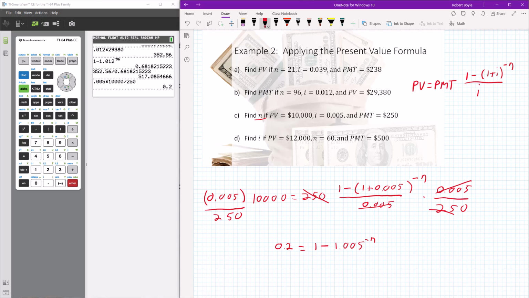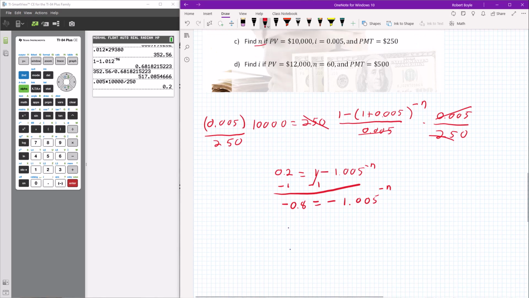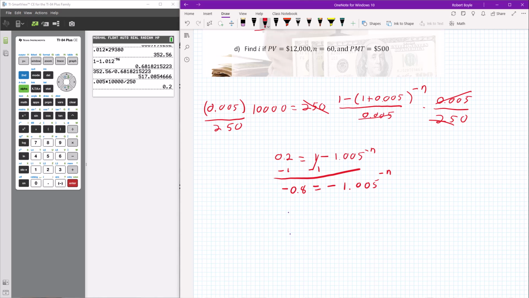Okay, I can subtract 1 from both sides. And if I do, I will have negative 0.8 is equal to, these cancel, negative 1.005 raised to the negative n power. Okay, I can also get rid of the minus signs by multiplying both sides by negative 1. And if I do, I will have 0.8 is equal to 1.005 raised to the negative n power.